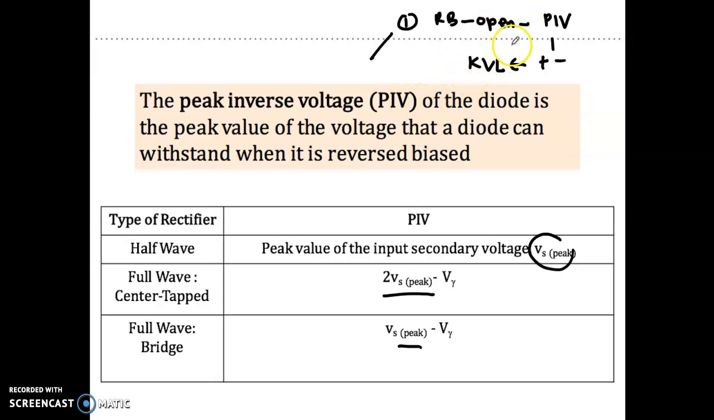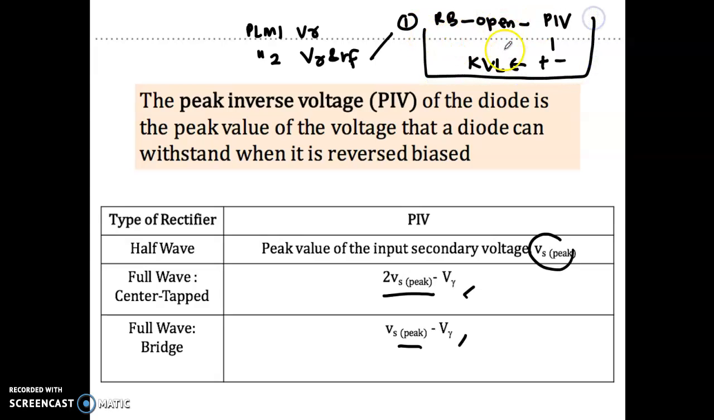Because in order to do that, it will depend on the question. If the question says PLM1, you're going to replace your diode with V gamma, right? But if you're using PLM2, it's not only V gamma, you're going to replace it with V gamma and RF. So you don't need to remember this equation. As long as you go through this loop of derivation, you can get the correct answer. Okay.